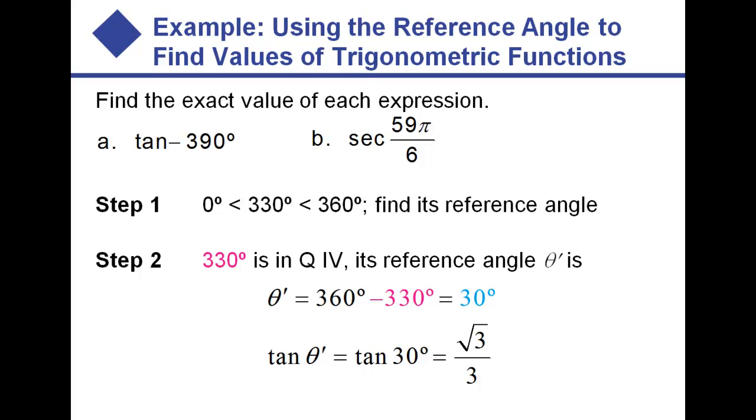Another example, if we're trying to find tangent of negative 390, well, we can take the 360 off of it and be left with 30, and then know what 30 is as reference angle and go from there.